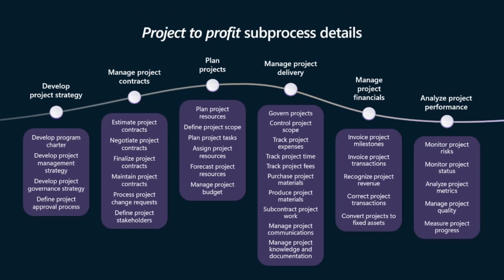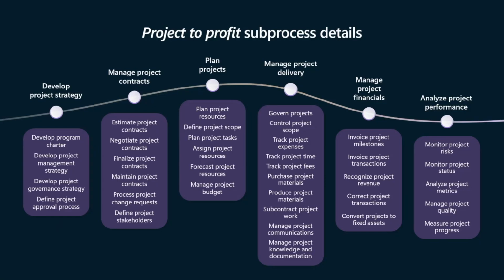As I mentioned on the previous slide, we have six L2 business processes, and each comes with its own set of L3 sub-processes. For example, for develop project strategy, we can develop program charter or deliver project approvals. For manage project contract, you can estimate your project contract and process project change requests.